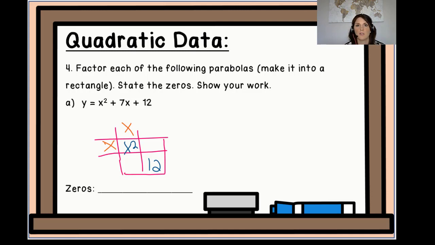What about 3 and 4? So 3 and 4 add to 7, and 3 times 4 will give us 12. So it looks like that's the combination that we're going to need. So it doesn't matter whether you put the 3 or the 4 underneath the x squared, as long as you have one of each in your table.